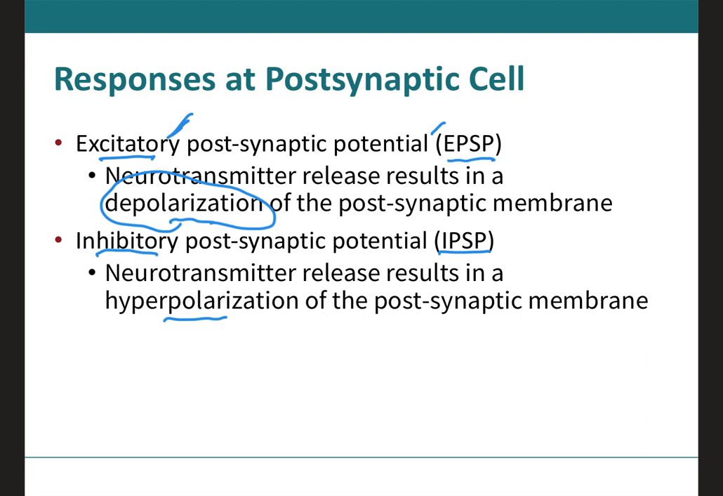Now, common examples of excitatory neurotransmitters are acetylcholine and glutamate. Common examples of inhibitory neurotransmitters are glycine and GABA. But some will actually cause both, sometimes excitatory, sometimes inhibitory, and this will depend on the specific receptor and the location. Some examples of neurotransmitters that can cause both excitatory and inhibitory responses are dopamine, serotonin, and norepinephrine.